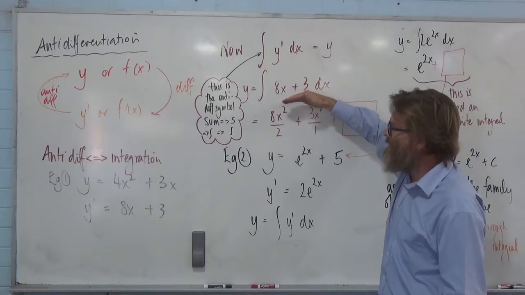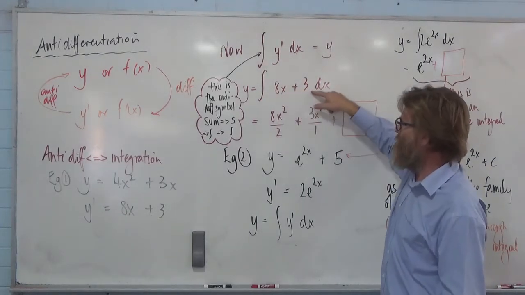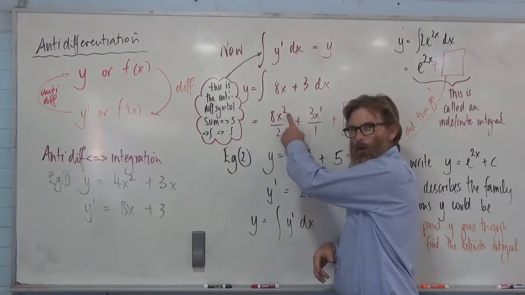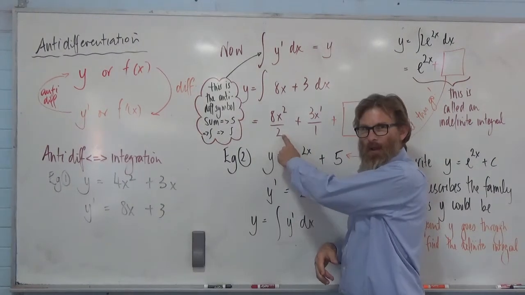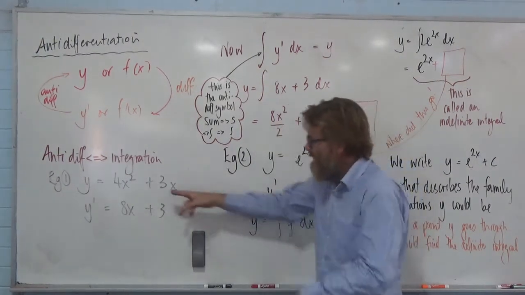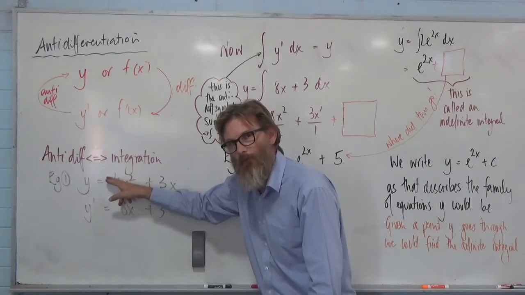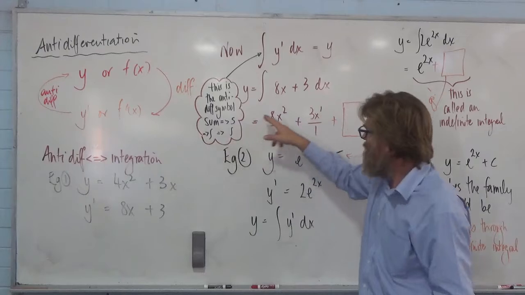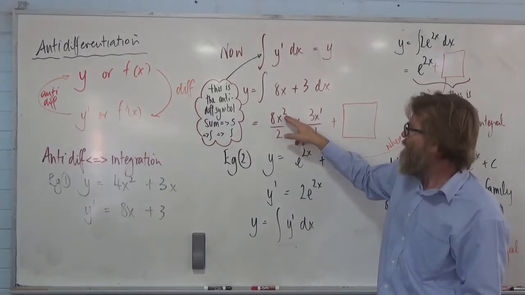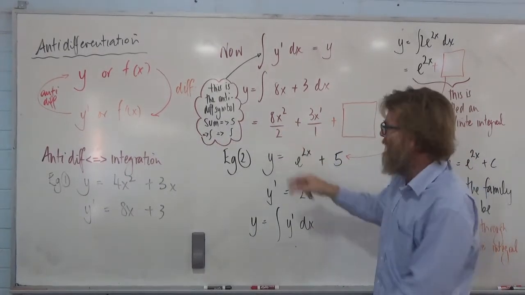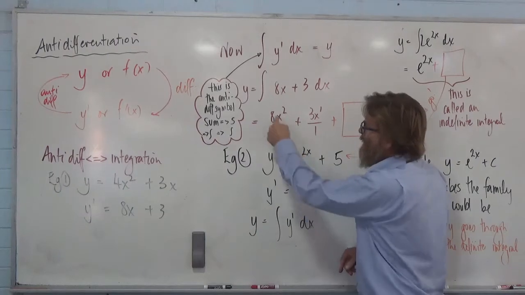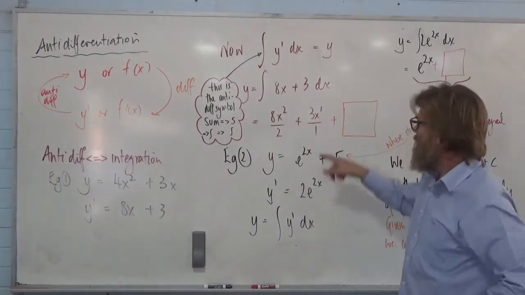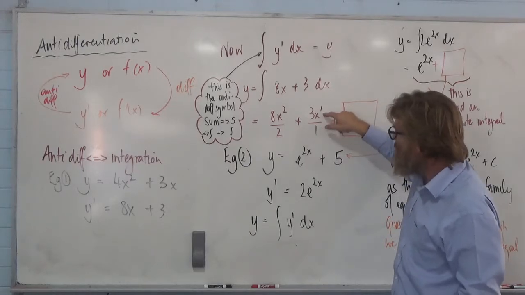Now let's do that with this function, 8x plus 3. Well, the rule is now raise the power by 1 and divide by the new power. Okay? Previously over here it was move the power out front and lower by 1. Well, to counteract that, we've got to raise the power by 1 and divide by the new power. And you'll see that if you work this part here, we end up with 4x squared, which is what we started with. It works the same here, raise the power by 1.